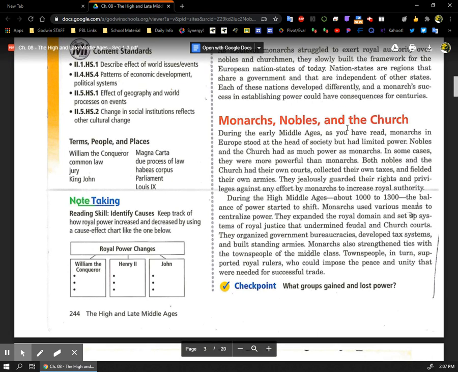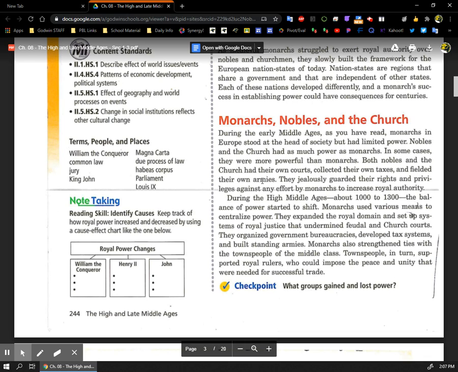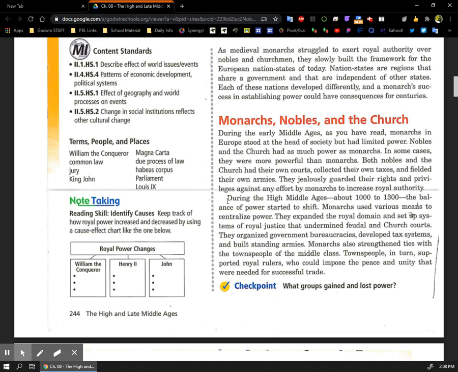Monarchs, nobles, and church. During the early Middle Ages, as you have read, monarchs in Europe stood at the head of society but had limited power. Nobles and the church had as much power as monarchs. In some cases, they were more powerful than monarchs. Both nobles and the church had their own courts, collected their own taxes, and fielded their own armies. They jealously guarded their rights and privileges against any effort by monarchs to increase royal authority.